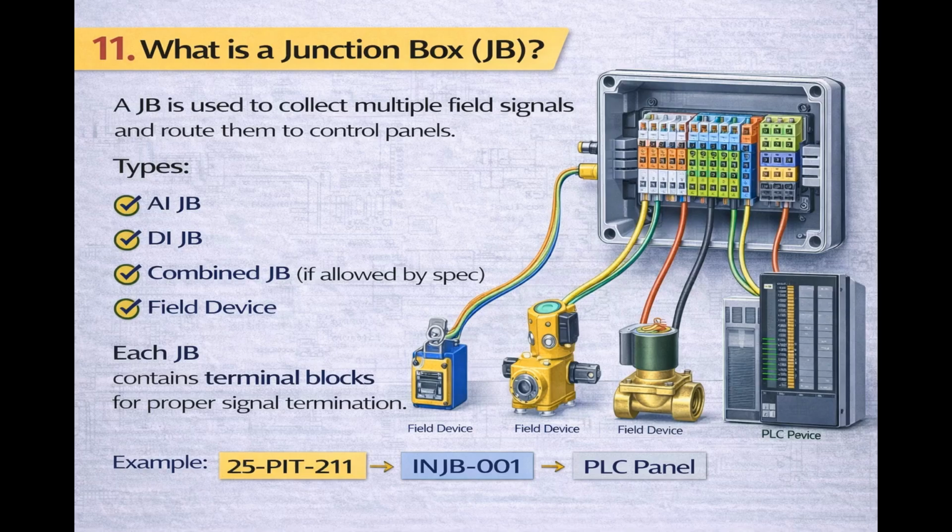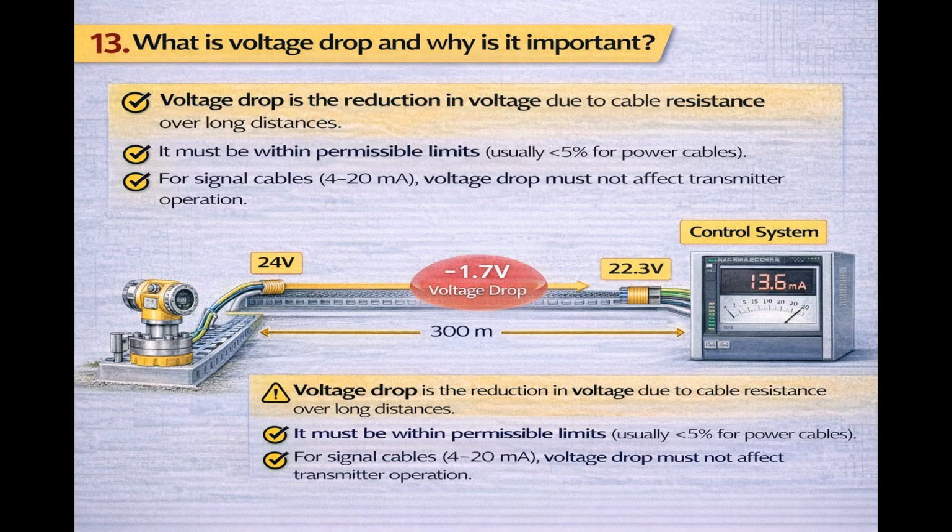What is a junction box, JB? A JB is used to collect multiple field signals and route them to control panels. Types: AIJB, PIJB, combined JB if allowed by spec. Each JB contains terminal blocks for proper signal termination.